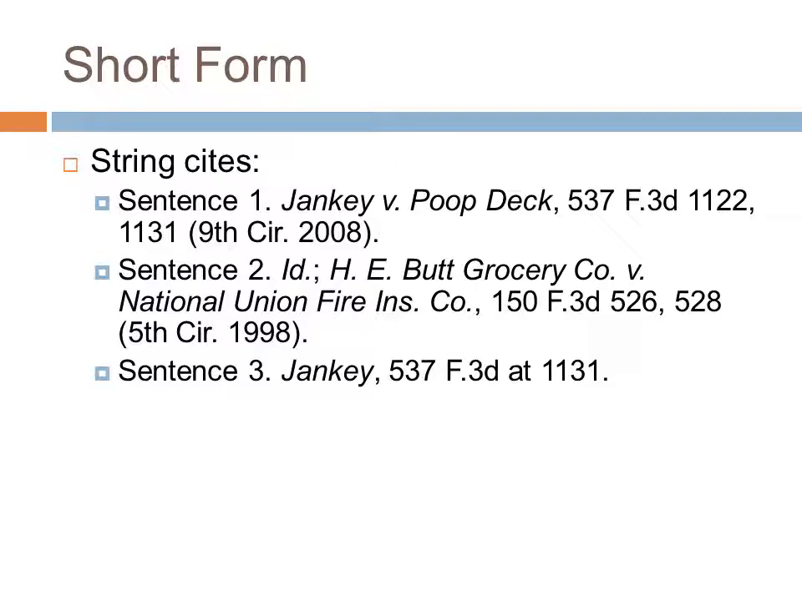Suppose, for example, that sentence 1 relies only on Janky, but sentence 2 relies on both Janky and Hebert. Because the immediately preceding sentence, sentence 1, is not a string cite, you can use id to refer to Janky. However, if sentence 3 refers to Janky, you cannot use id, even though the immediately preceding sentence, sentence 2, cited Janky, because the immediately preceding sentence was a string cite. This rule makes sense because if you only used id in your citation for sentence 3, the reader would think that you were citing both of the authorities listed in sentence 2's string cite.